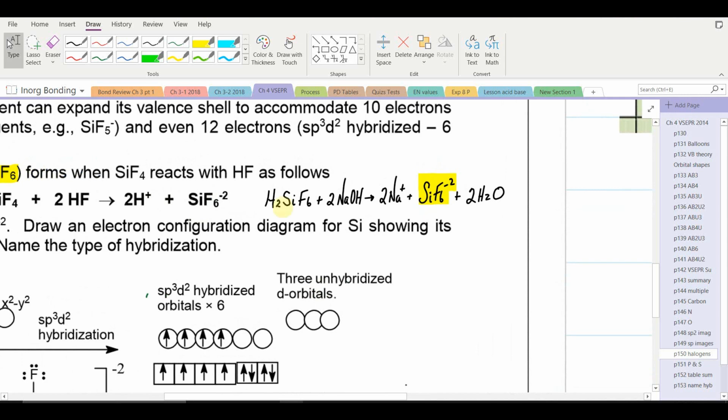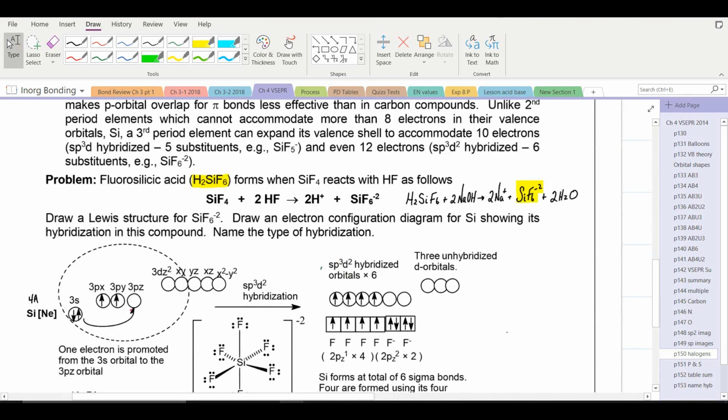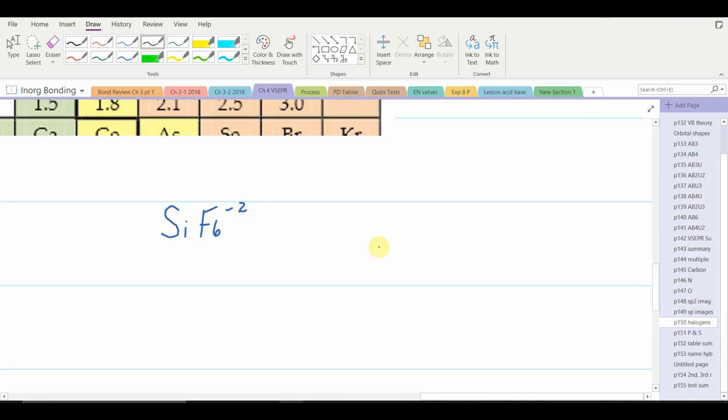Now fluorosilicic acid is diprotic and can be deprotonated with 2 moles of NaOH, producing this hexafluorosilicate ion, SiF6 2-. Let's see if our valence bond theory allows us to predict its structure correctly. We'll start by drawing a Lewis structure for SiF6 2-. Silicon is in group 4A, so it has 4 valence electrons. We can combine 4 fluorines and make 4 covalent bonds.